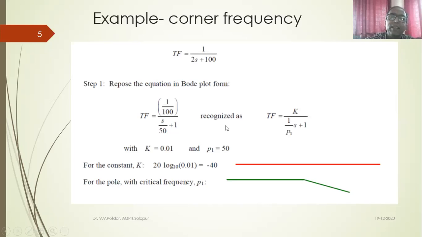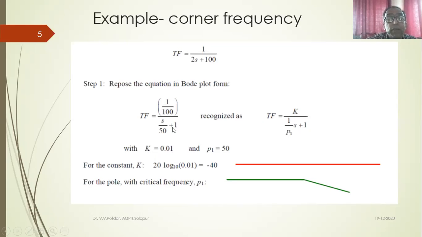So in other words, this transfer function, which was 1 upon 2s plus 100, is now converted to 1 upon 100 as the K value, which corresponds to the steady state gain K. And in the denominator I have 1 plus S upon P1. This is my corner frequency. So 1 upon 50 is 1 upon P1, and this P1 is my first corner frequency. The second term is as it is. From this transfer function, this K corresponds to 0.01, which is 1 upon 100. So this steady state gain K is 0.01.